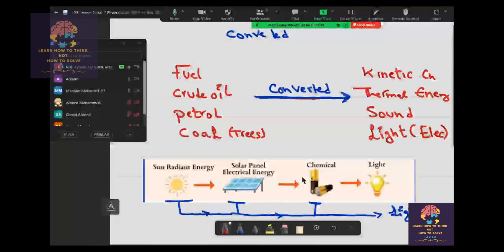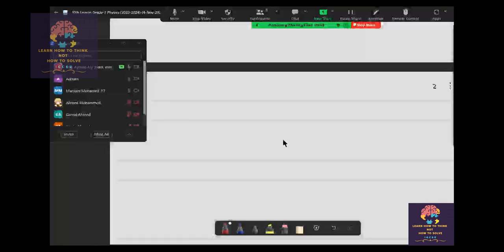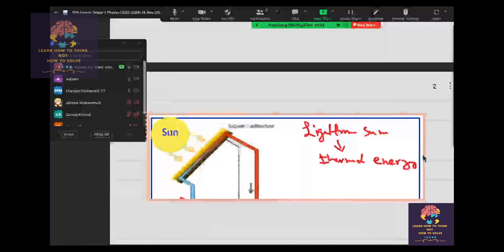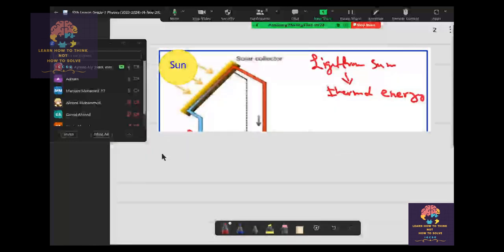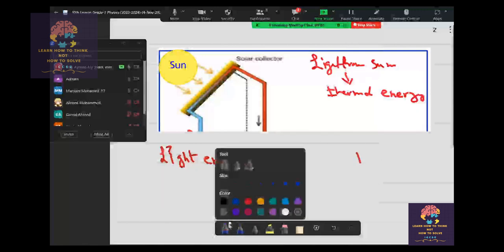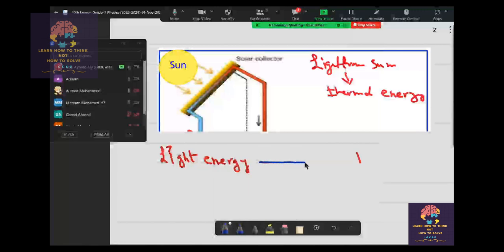Put it in the notes, for you to memorize. So this is an example of light energy from the sun converted to what? Thermal energy. No, thermal energy. We are not saying electricity here. Why is it called thermal energy? Because we used it to heat up water.